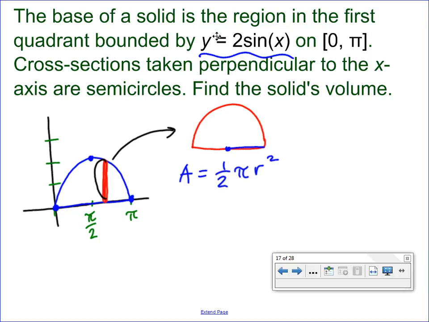Where on my picture is r? Well, on my picture, is r that red line segment? No, r is only the radius of that semicircular cross-sectional slice. So it's only half of that red line segment. It's this blue part of it right there. That's my radius right here.